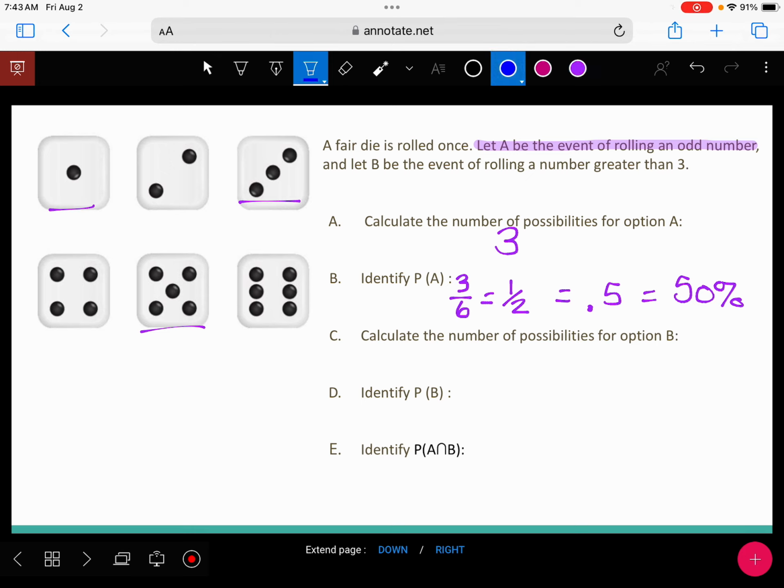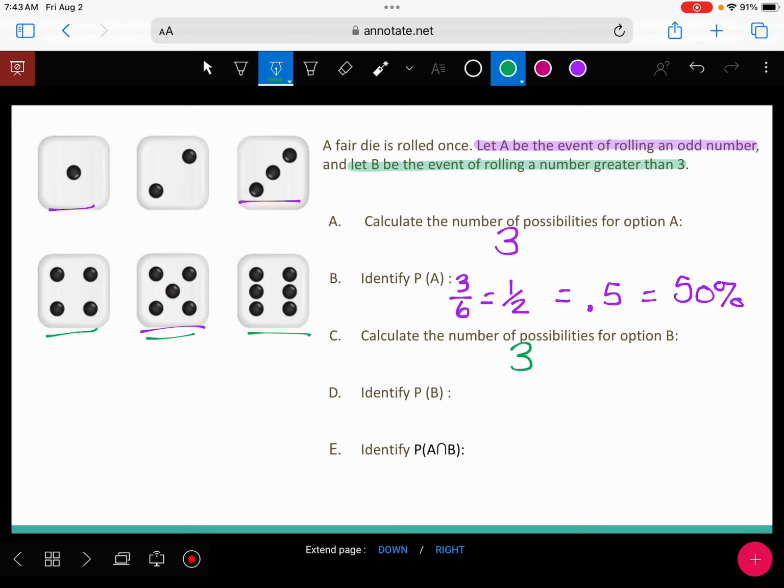So then the next one, part B, says let B be the event of rolling a number bigger than 3. How many numbers bigger than 3 are there? 3. It's different ones though. This one, and this one. So we still have 3 options. So what's the probability of event B happening? Just looking at green. We're ignoring purple for right now.